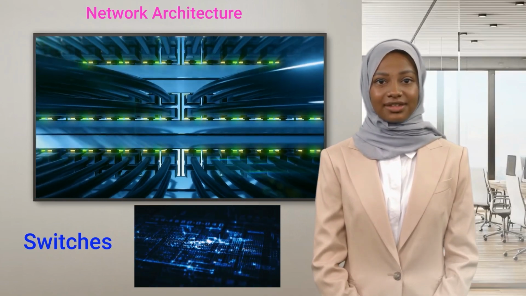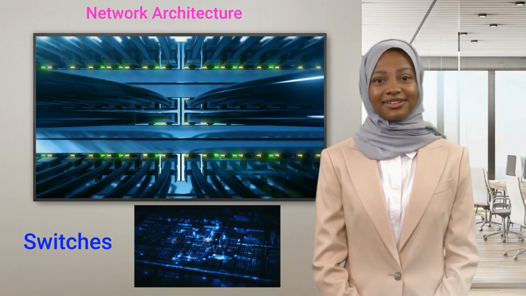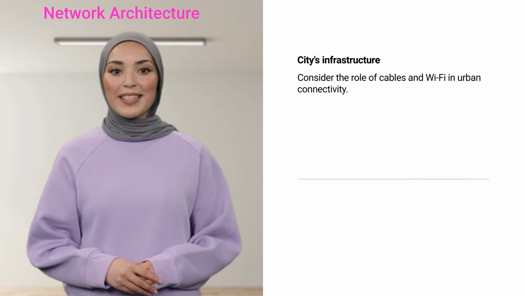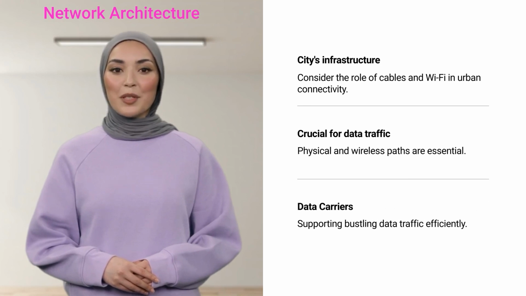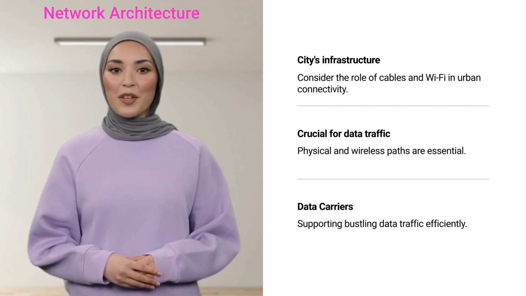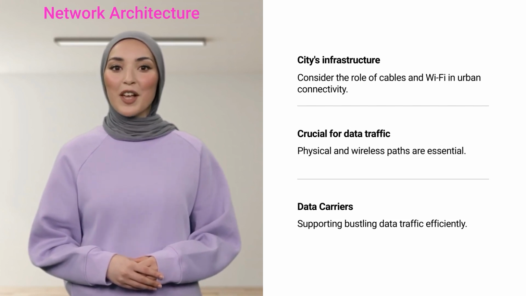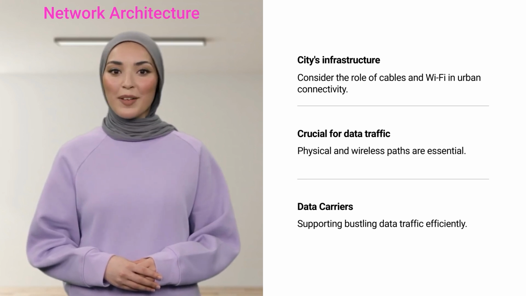This process reduces network congestion and improves efficiency by minimizing unnecessary data transmission. Now, consider the cables and Wi-Fi signals as the city's infrastructure. These physical and wireless paths are crucial for carrying the bustling data traffic. Cables provide reliable and high-speed connections for devices requiring stable data transmission, while Wi-Fi offers flexibility and mobility for devices accessing the network wirelessly within a certain range.